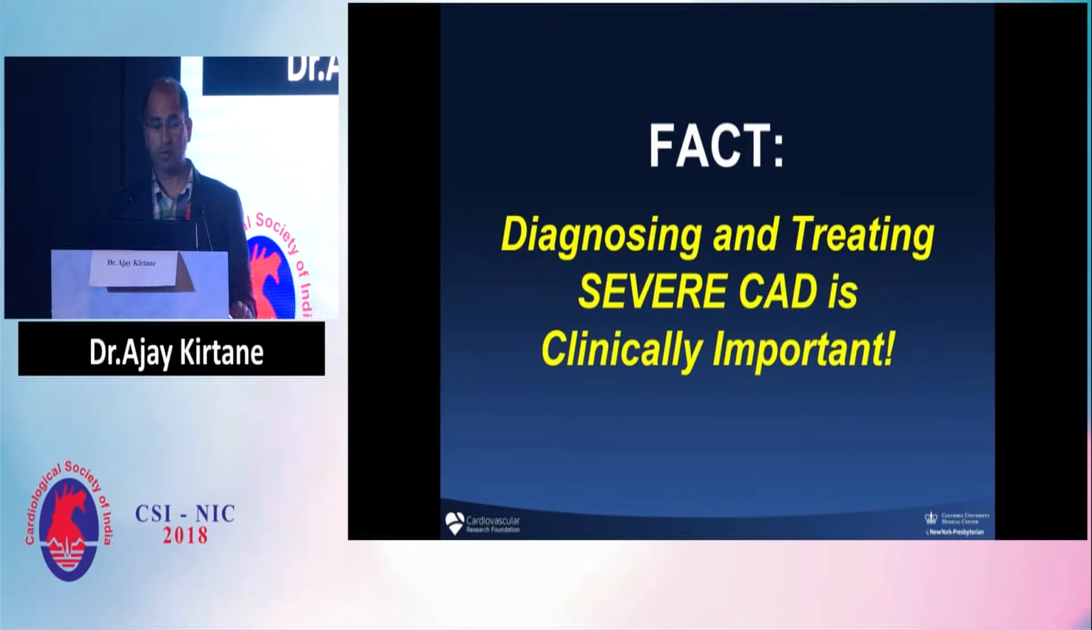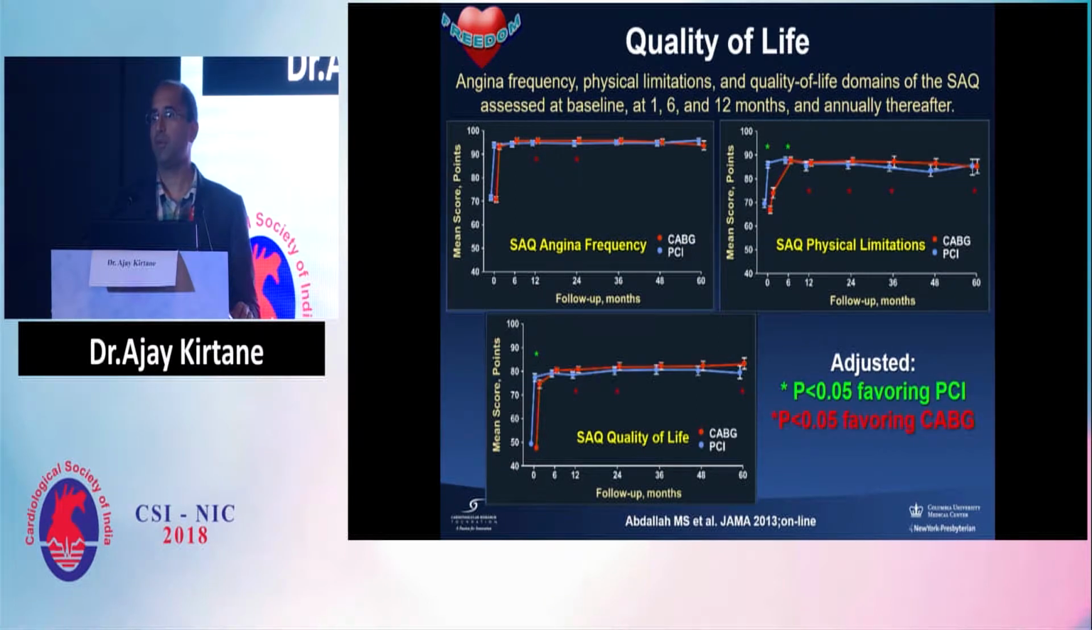Well, first, if you talk about symptoms, it's pretty clear that if you focus on patients with severe symptoms, this is data from the FREEDOM trial, same exact results shown from the SYNTAX trial, same exact results shown from the STICH trial, same exact results shown from a host of trials, their quality of life improves with coronary revascularization, and it's basically similar if you do surgery or PCI. So high-risk patients, lots of symptoms, do better with coronary revascularization.